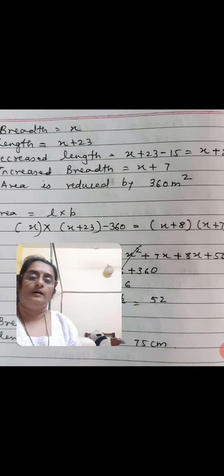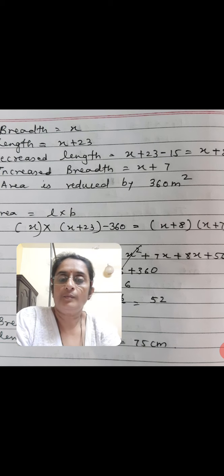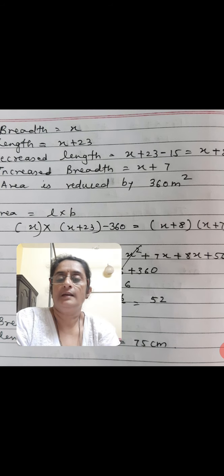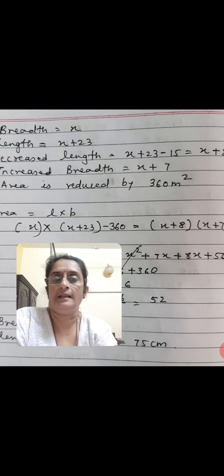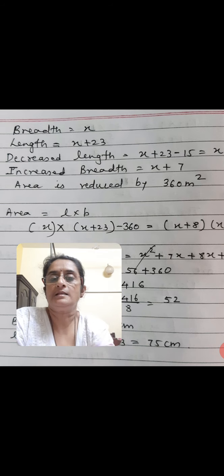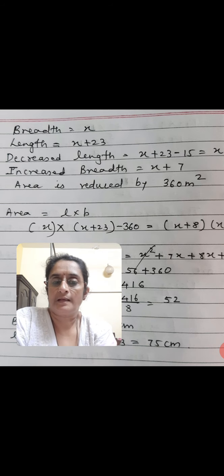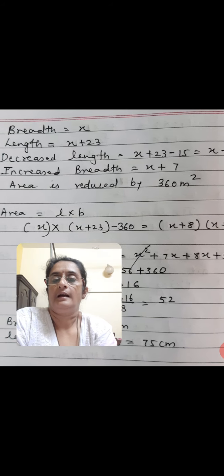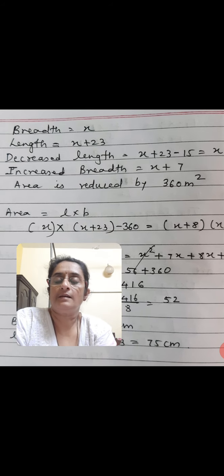Now the area of this will be x into x plus 23. This is the original rectangle. Now there are changes in the dimension. You have to decrease the length by 15. So the length is x plus 23. From that subtract 15, that is x plus 8, and increase breadth by 7. So increasing breadth by 7 means x plus 7. So that is the new breadth.